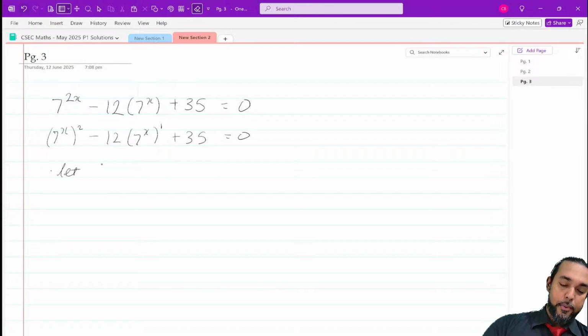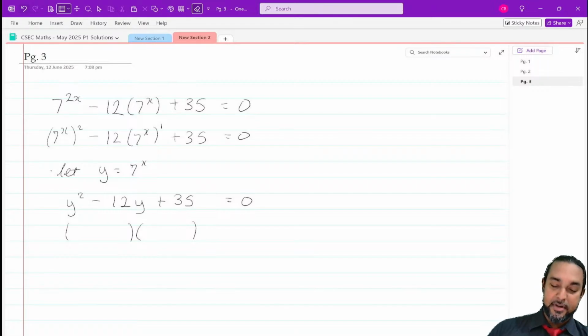So let's let y equal 7 to the power x. So what this will become, therefore, is y squared minus 12y plus 35 equal to 0. Right? So 35 is quite easily factored because it's either 1 by 35 or 5 by 7. And we know 5 and 7 is 12.